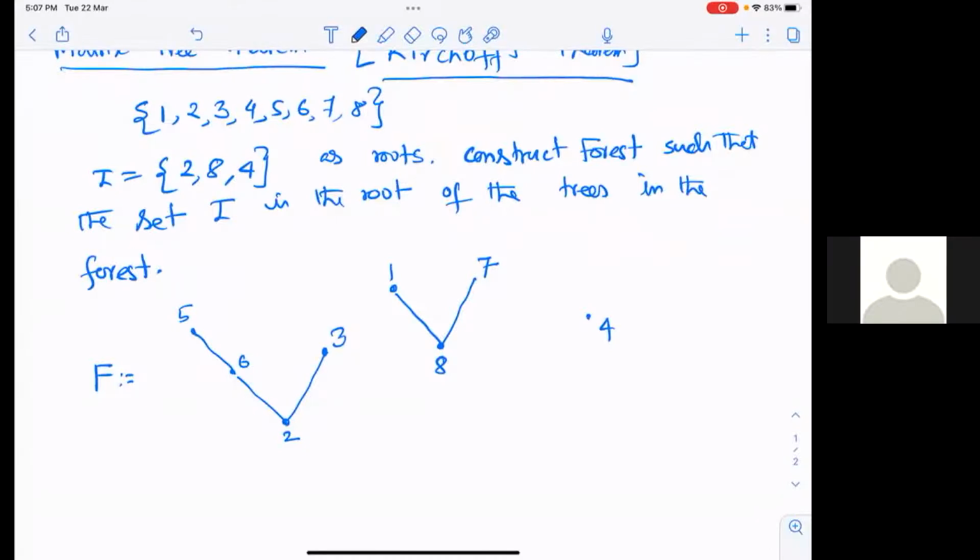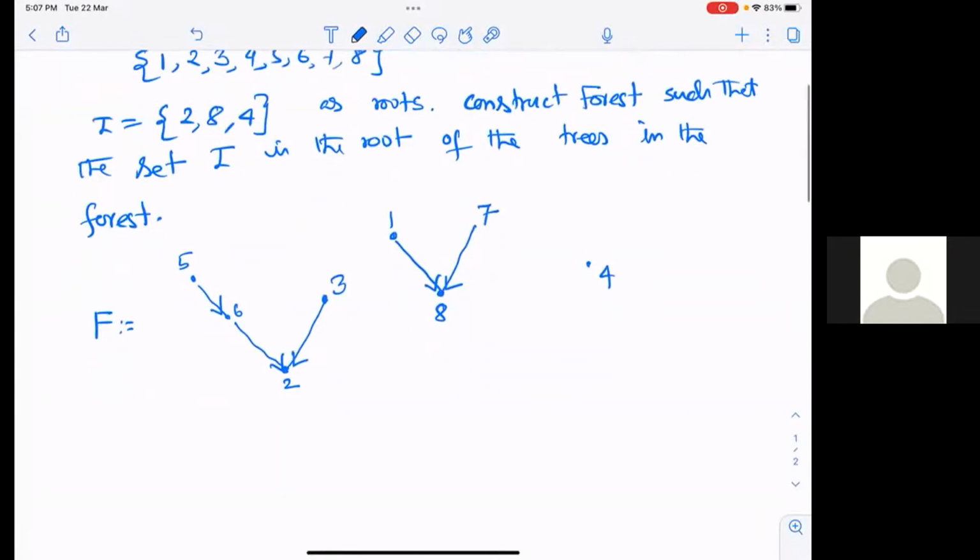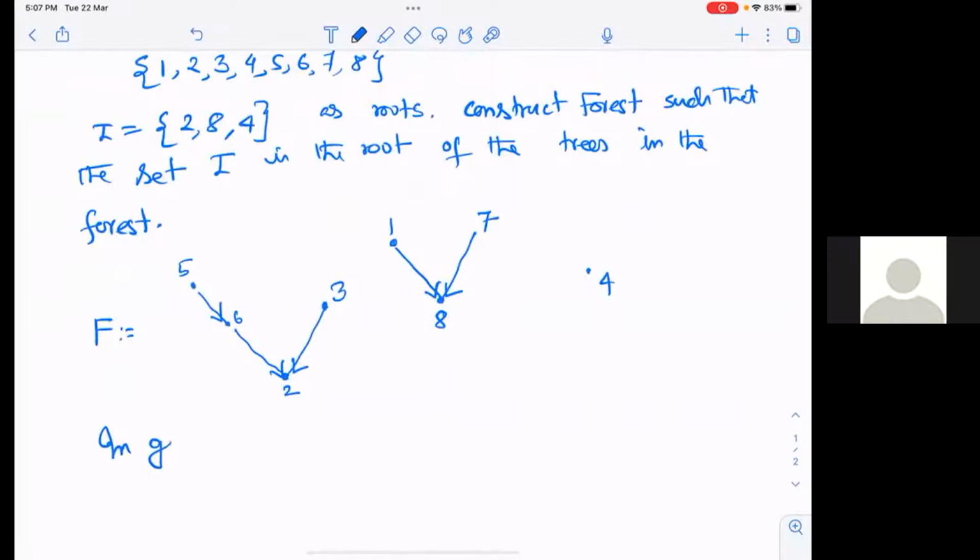That means from 5 to 6, I put an orientation. From 6 to 2, I put an orientation. From 3 to 2, there is an orientation. Similarly, from 1 to 8, 7 to 8. Okay. So of course, in general, the vertex set is 1 to n.